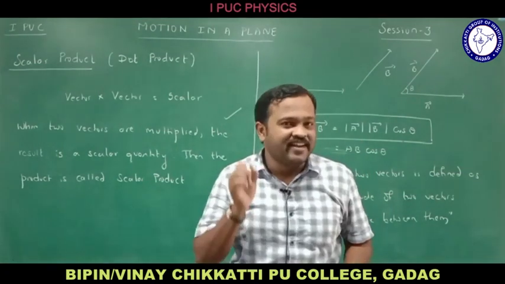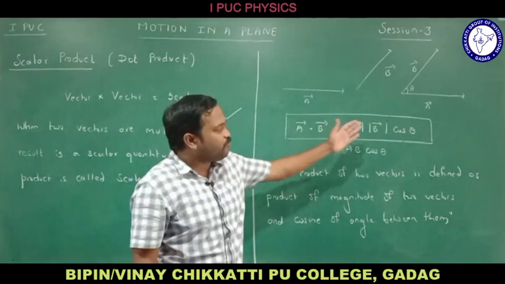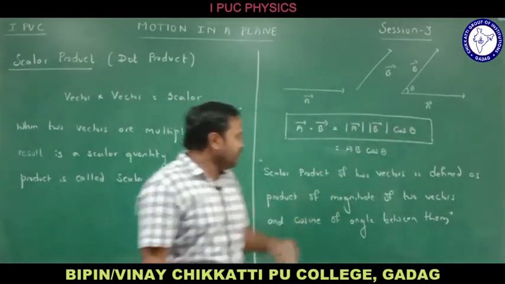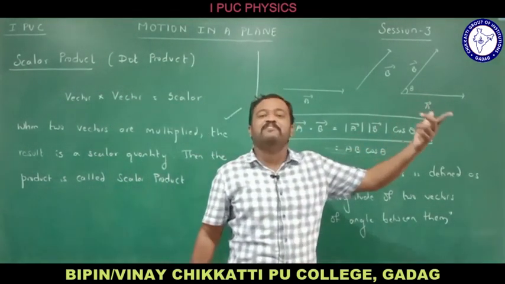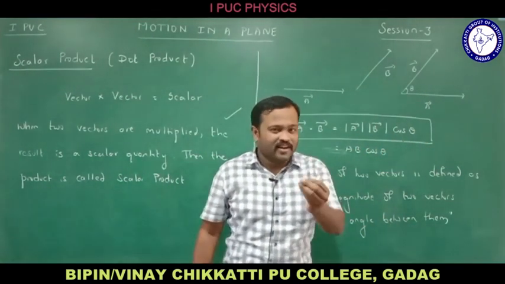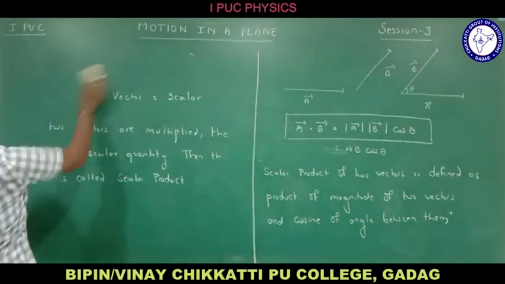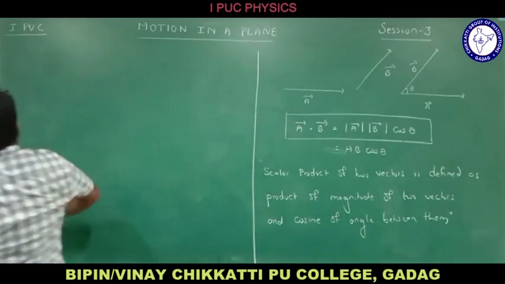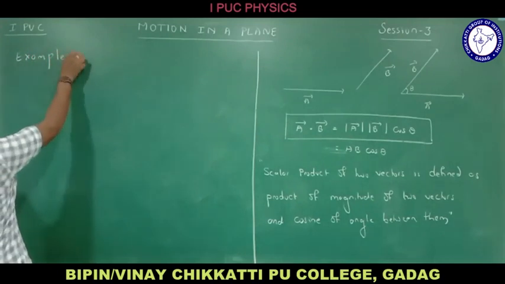Definition, always we write it in terms of a mathematical equation. What is the mathematical equation? Modulus of A, modulus of B, cos theta. There is a product in here, right? So that is why we write it is defined as the product of the magnitude of the two vectors and the cosine of the angle between them, that is cos theta. Okay, let me take an example, then we'll come to know what actually this scalar product is. Let me take the examples for scalar product.